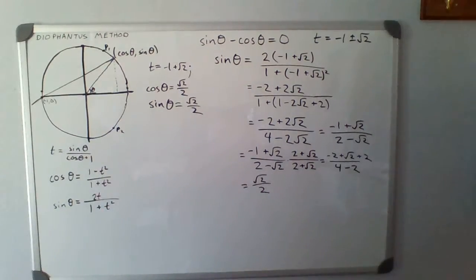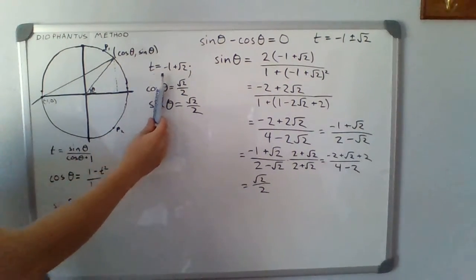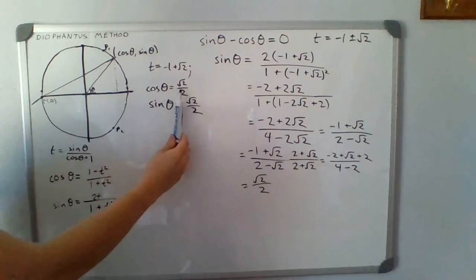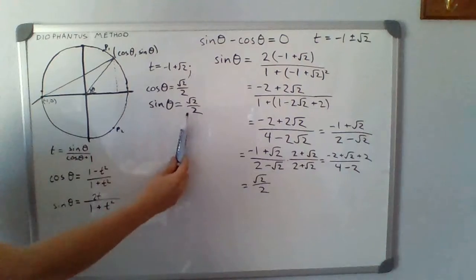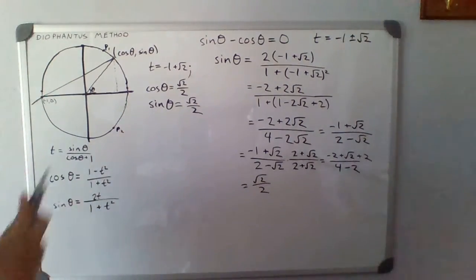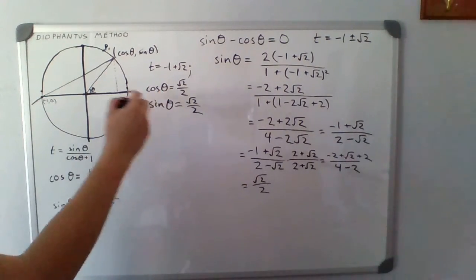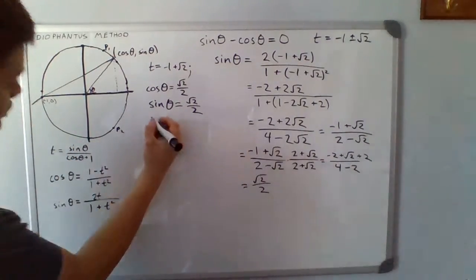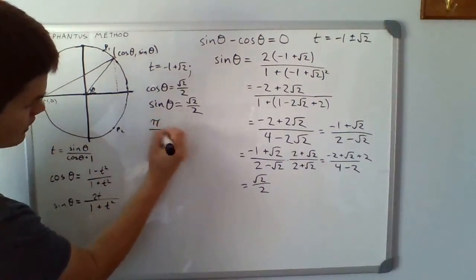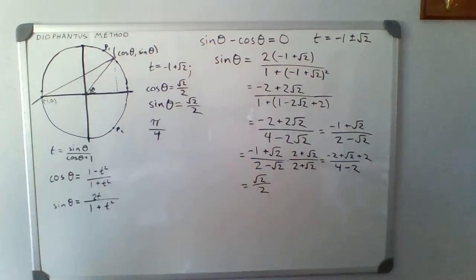Alright, so we know this value of t gives us square root of 2 divided by 2, and square root of 2 divided by 2 is the coordinates that we're looking for. And actually, those coordinates are going to be like right here. It corresponds to an angle measurement of pi divided by 4.